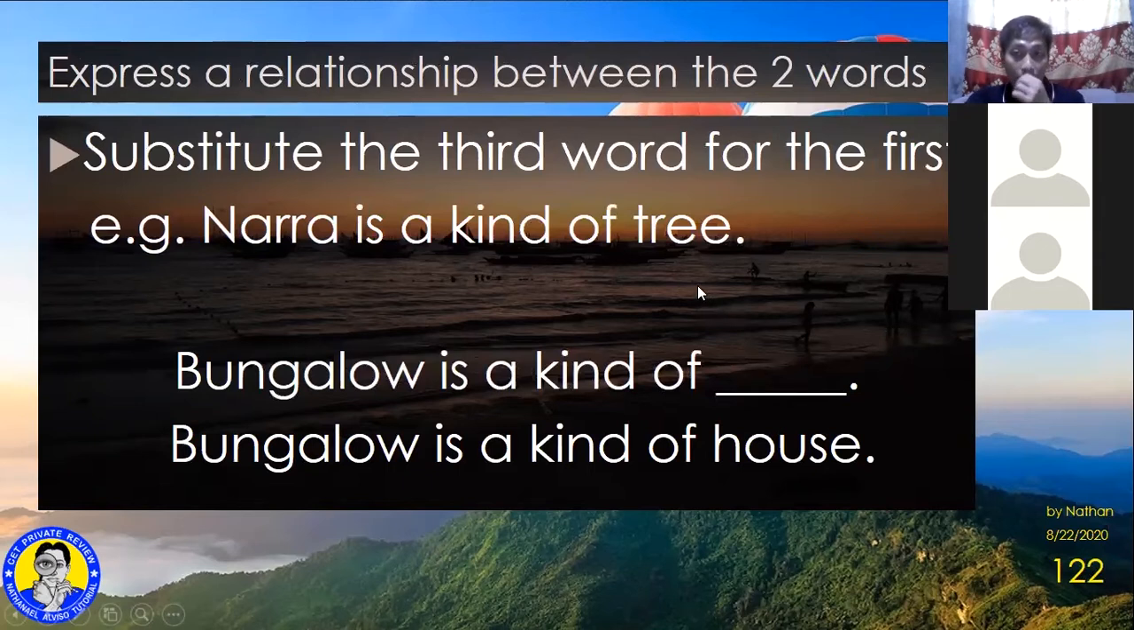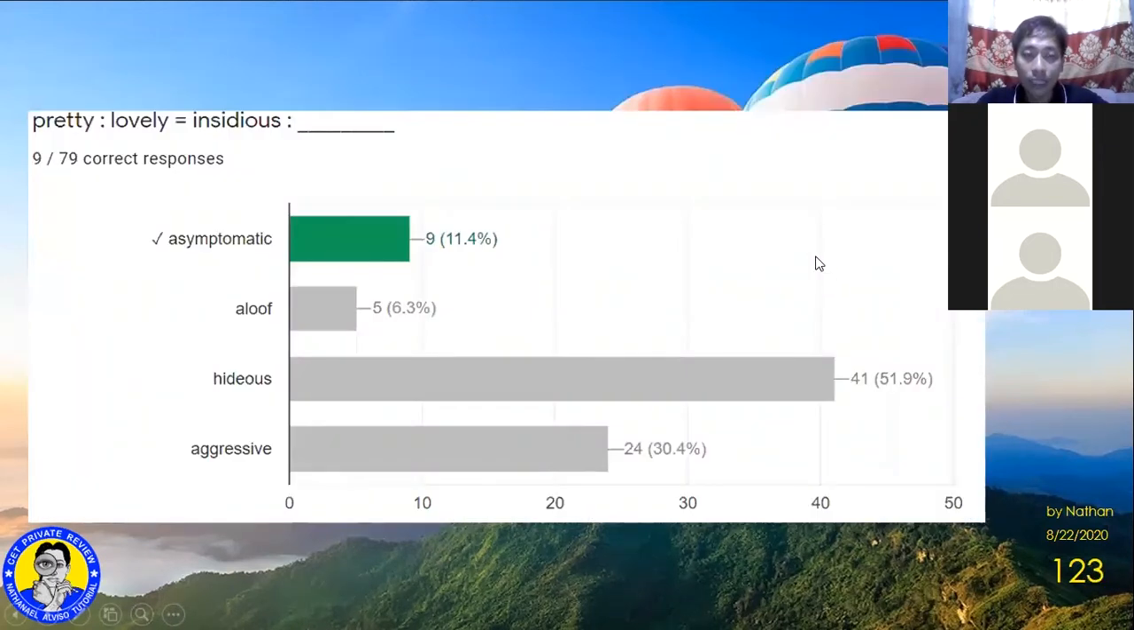So the second step, I went ahead and substituted the third word for the first. There you go. Nara is a kind of tree. Bungalow is a kind of what? Of course, it's a kind of house. So house is your correct answer. Let's go back.